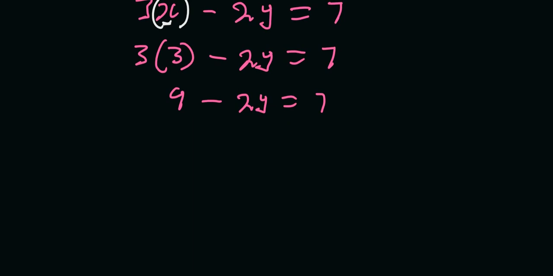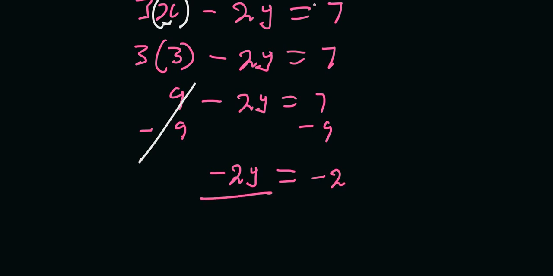So now we are going to subtract 9 from both sides. Subtract 9 from both sides. So 9 minus 9 is 0, so that will just cancel out from here. And now we are left with just negative 2y on the left side, and that is equal to 7 minus 9, which is negative 2. So now we can divide both sides by negative 2.